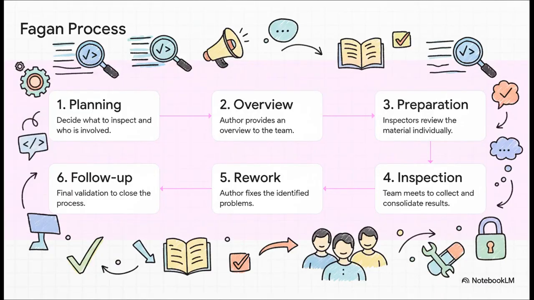So, the Fagan method takes our simple three-step process and adds a bit more structure, expanding it into 6 steps. You can see how planning is broken out into its own planning phase, an overview meeting, and individual preparation. And correction is split into rework and follow-up. This extra detail just adds a layer of discipline that makes the whole thing even more effective.